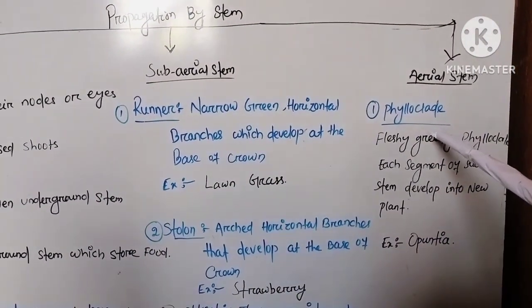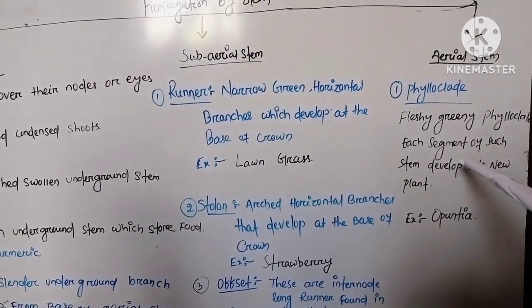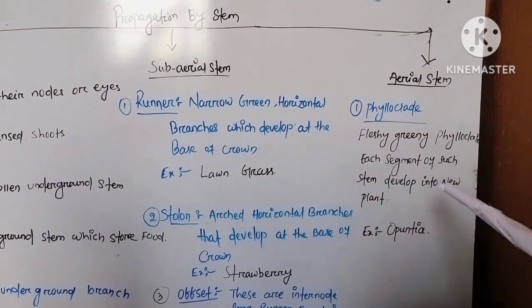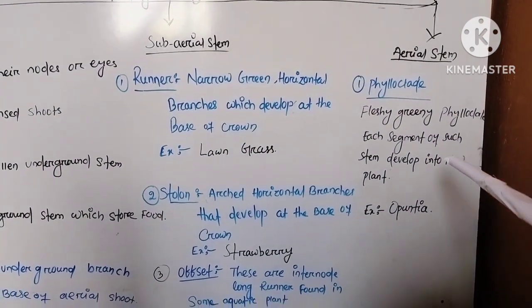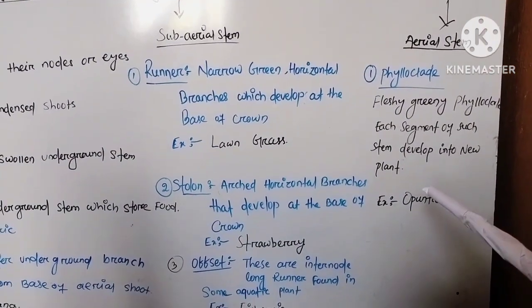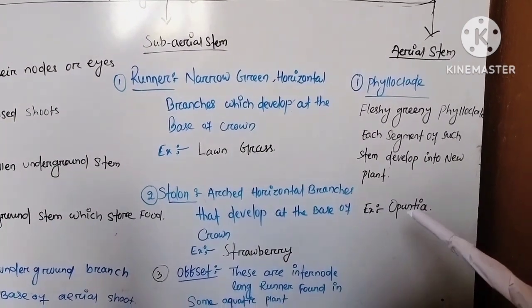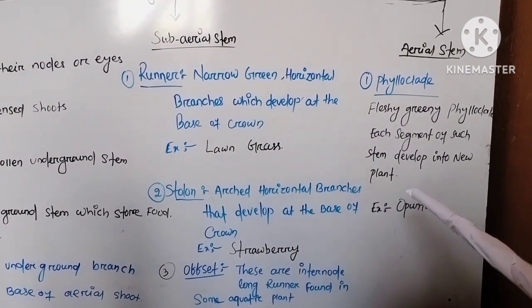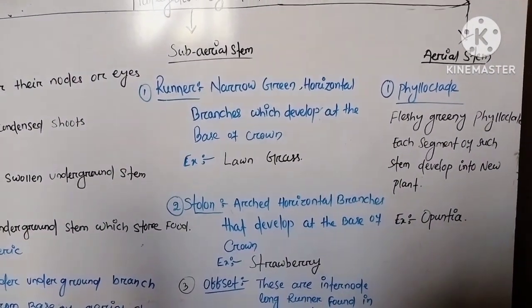But this is some type of aerial stem. An example is the phylloclade, normally the example is opuntia, which is fleshy, that means it has water holding capacity, green, and photosynthetic. In a phylloclade, each segment of such a stem can develop into a new plant. It can look like a leaf, but this is actually a stem which stores nutrition or food which helps in vegetative propagation, and the main example is opuntia.